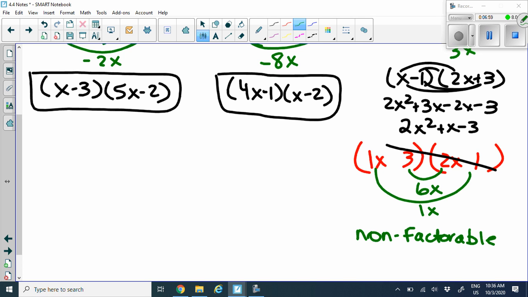Okay? So definitely be careful because you are going to have those tricky ones where it seems like, oh, this is the right answer, but it has to multiply and be that same constant on the end. So just be careful with that, okay?